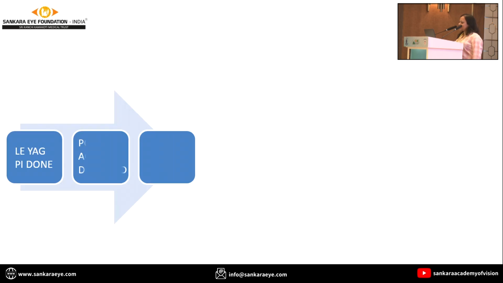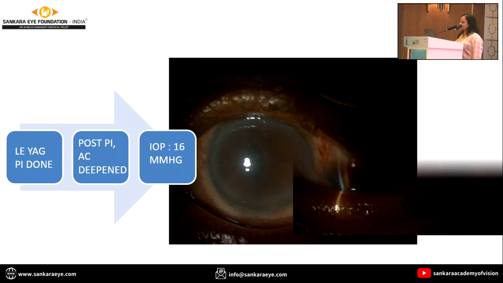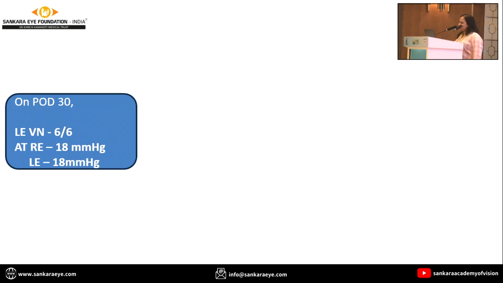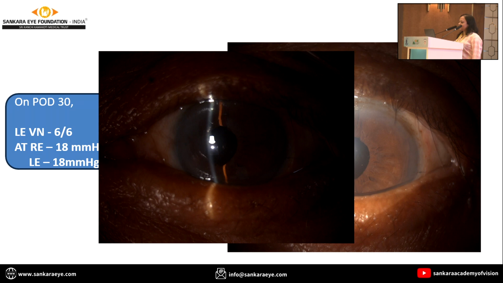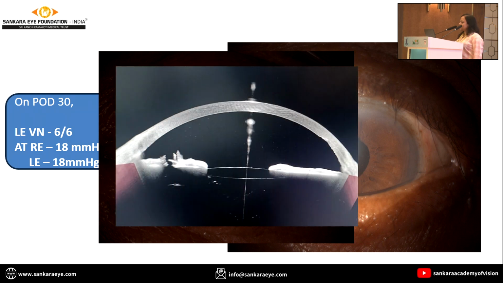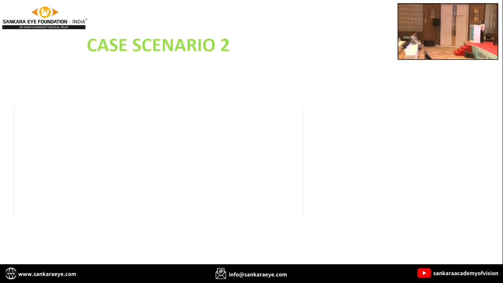We did left YAG PI. Immediately post PI, AC was deepened. IOP became 16 millimeter of mercury. This is the picture. At 1 month, vision became 6/6, IOP became 18 millimeter of mercury without AGM. This is the picture at 1 month. AC became deepened. This is the AS-OCT, which is showing the PI was patent.